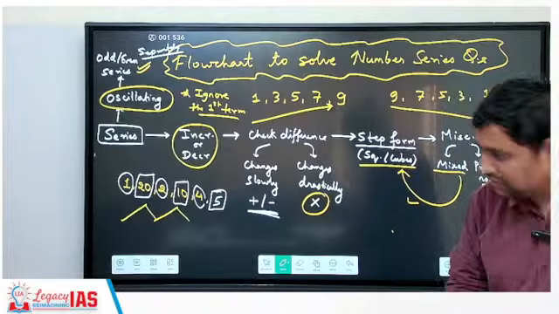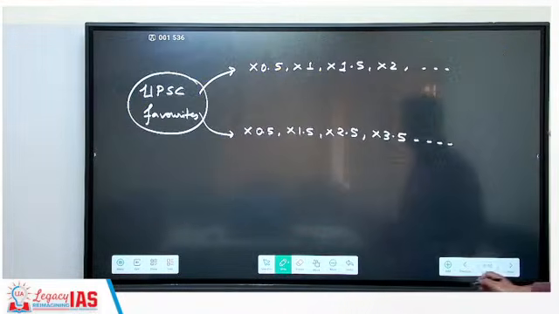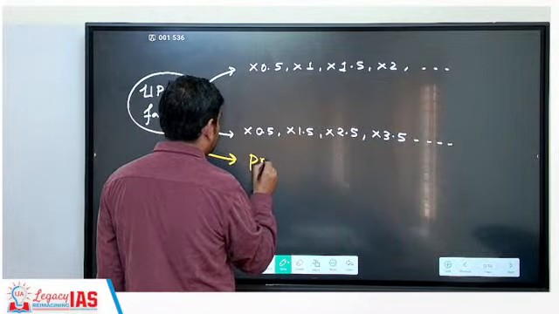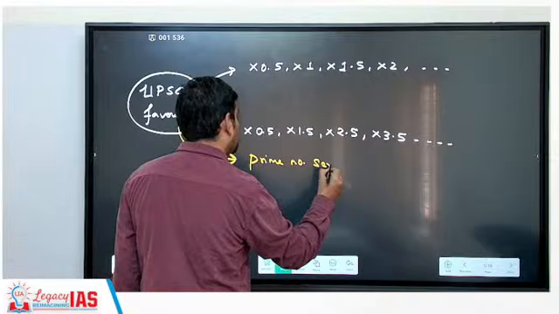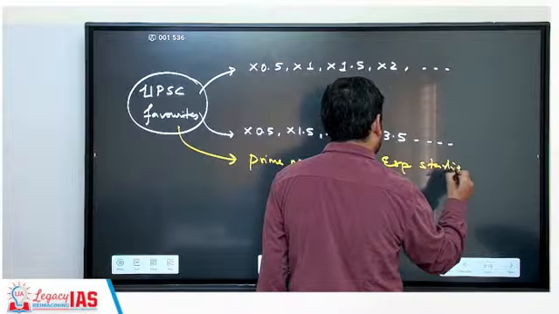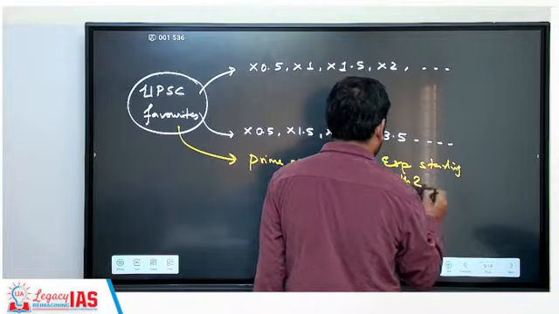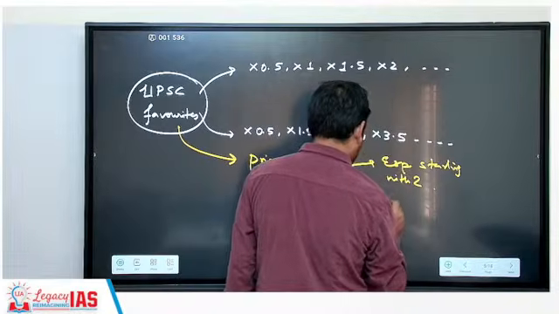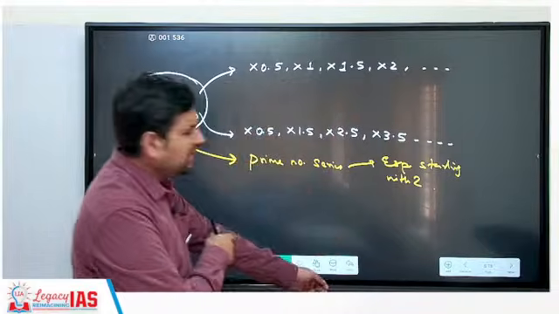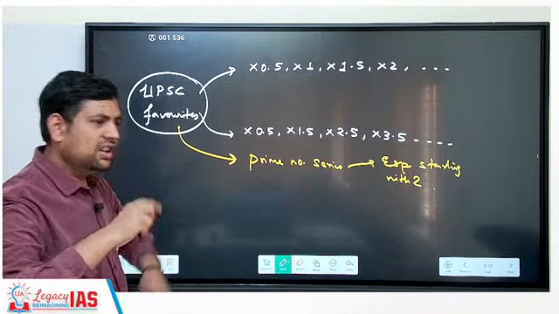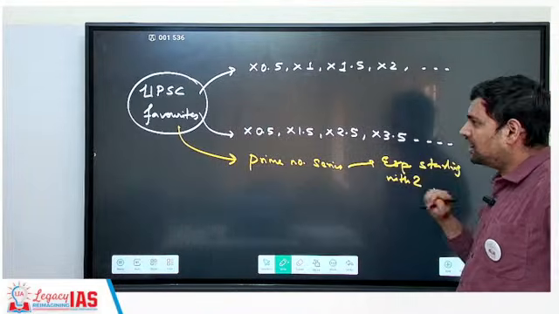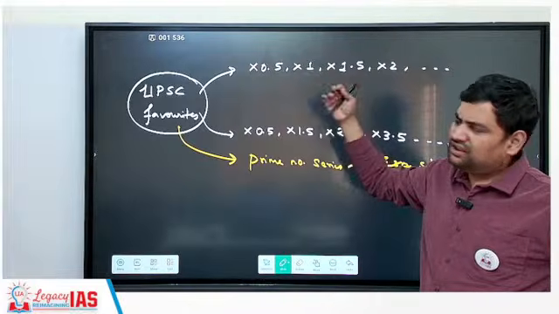Now we'll start doing questions. One more thing is remaining, which is this. This is the UPSC favorite. One more you can add: prime number series, especially starting with 2, and sometimes it is about jumping this 9. Okay, so that also we'll see. Now these two are very, very important.